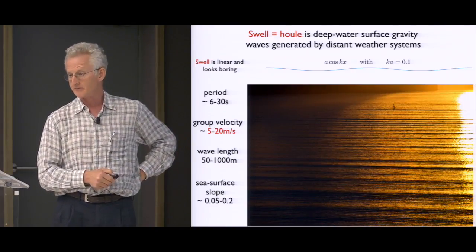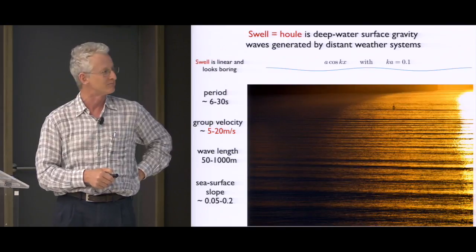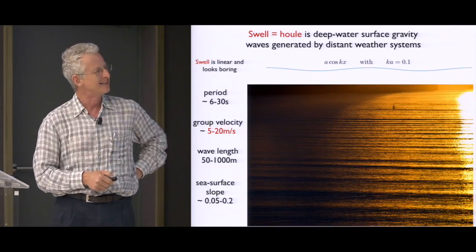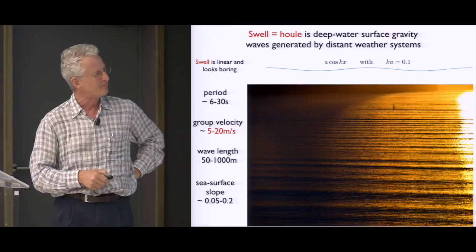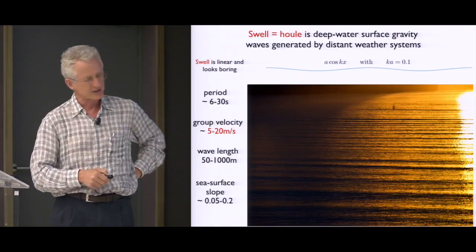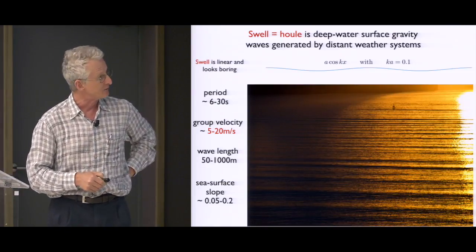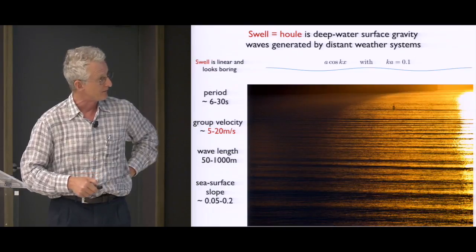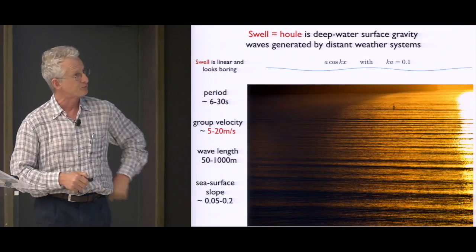So that length, the wavelength divided by 2 pi, is still much less than the depth of the ocean, even if you have a 1,000 kilometer long wave, and small sea surface slopes.